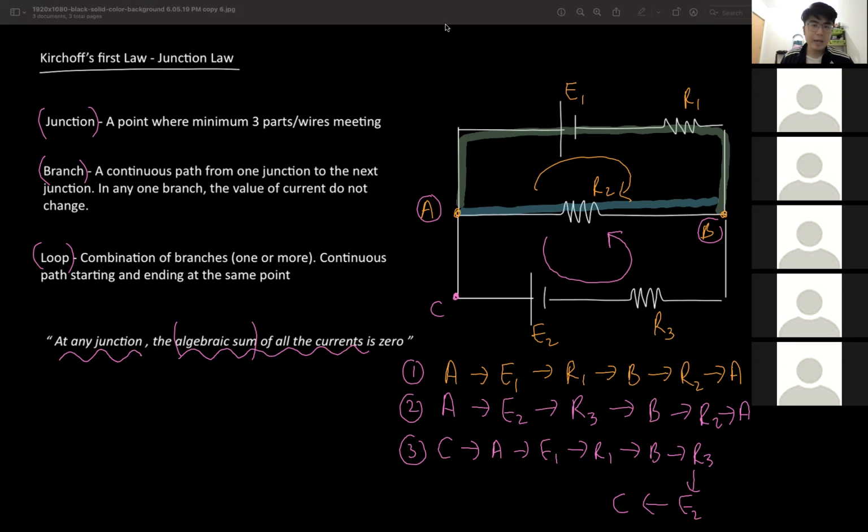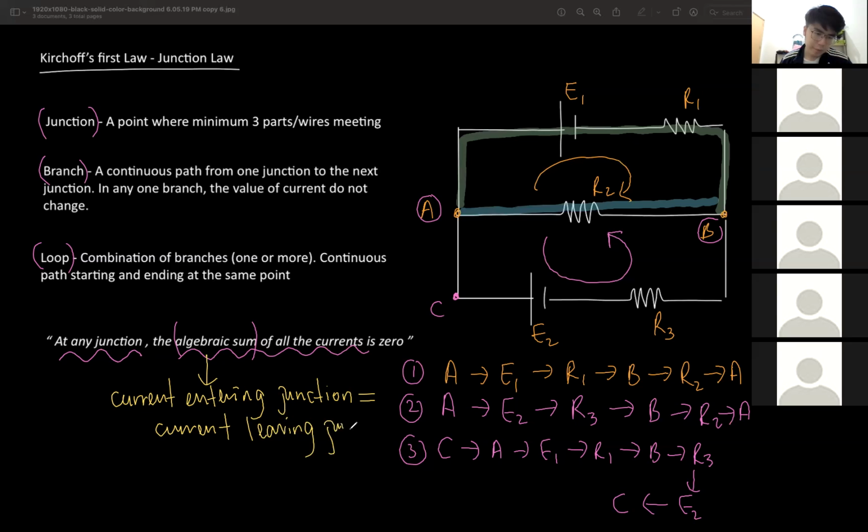In other words, to put it simply, I can say that the current entering the junction is going to be equal to the current leaving the junction. That is what the first law is saying. Current entering equals current leaving.